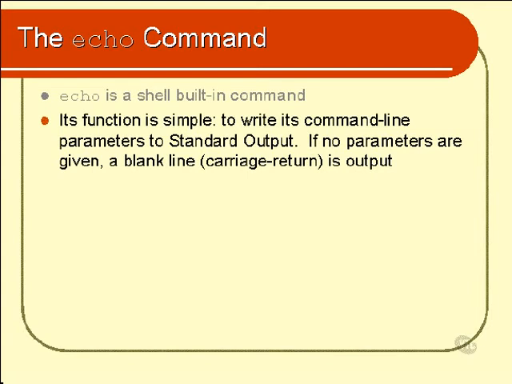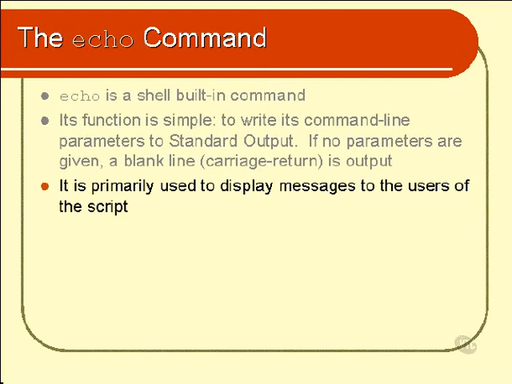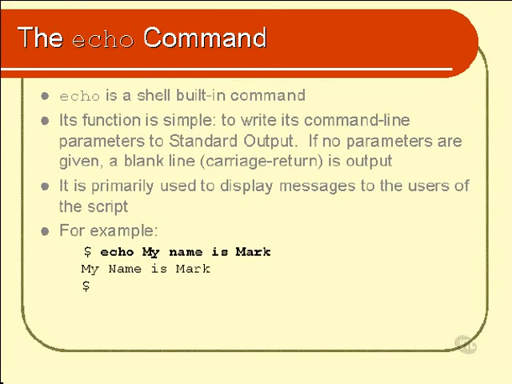Now, why would we use it? What's the point of having it? Well, we primarily use it to display messages to the users of the script. Let's have a look at an example of that. At the $ prompt we might type in echo my name is Mark, and then of course the echo program would simply create one line of output, my name is Mark, whereupon it would terminate and the shell would offer you another command prompt. Let's have a look at some examples of where and how you might use that.